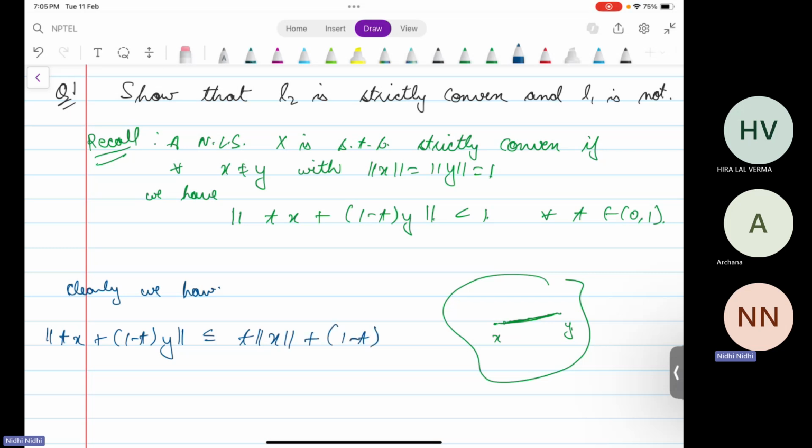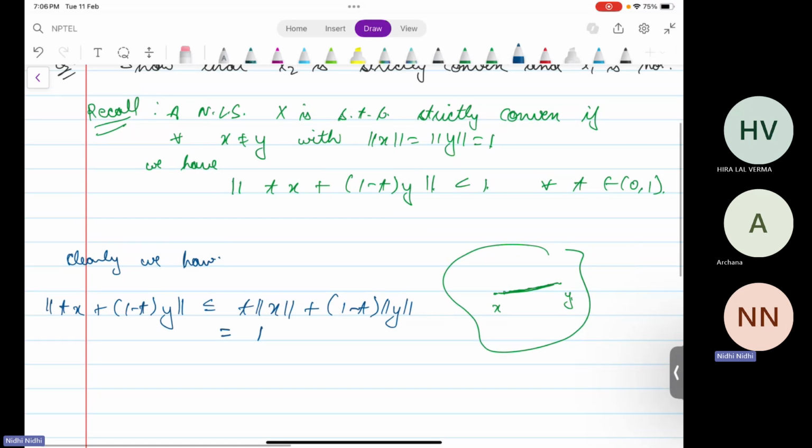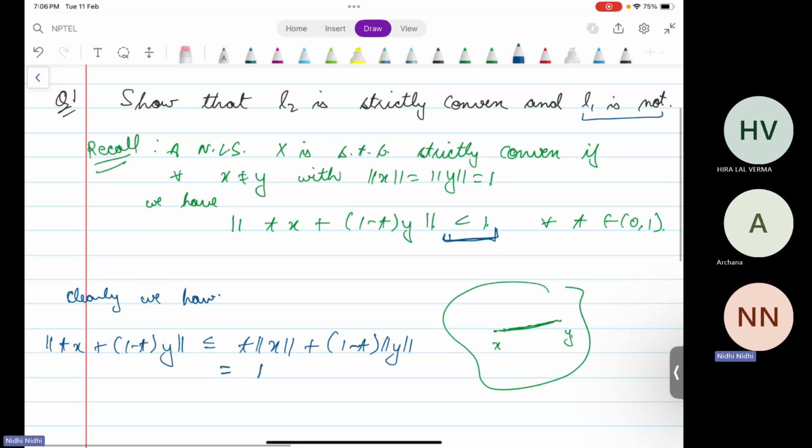We have something of this form. Now since norm x and norm y are equal to 1, this is basically 1. So less than or equal to is always there for any norm. If we have strict inequality, in that case we say that this space is strictly convex. So we need to show that L1 is not strictly convex whereas L2 is. So let's start with L1.